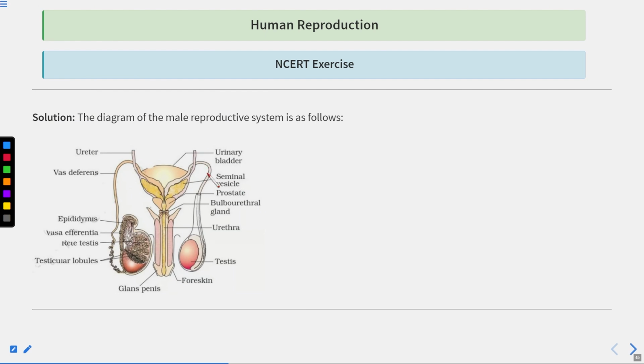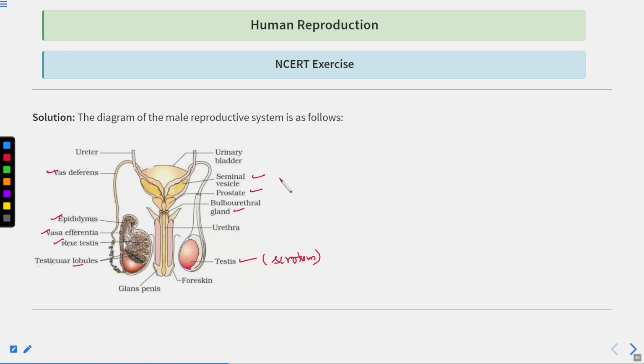Now let's go back to this image. So you can see here, this is the vas deferens. Clear? Epididymis, vasa recta, rete testis. These are the accessory ducts. Then these are the testes. So there is a pair of testes. Clear? Two testes are present in the scrotum. These are the testicular lobules. Each lobule consists of seminiferous tubules. Clear? This is seminal vesicle, prostate, and the bulbourethral gland.